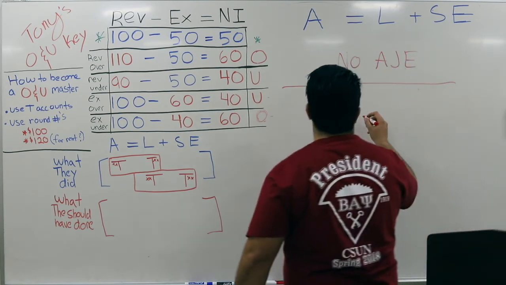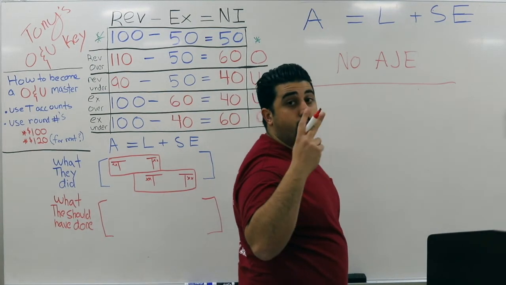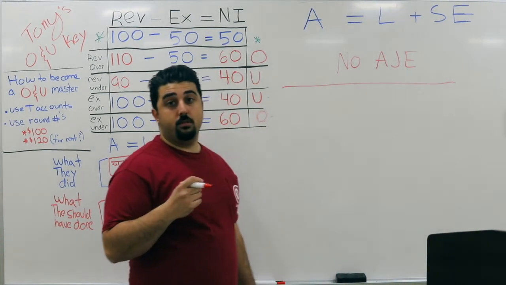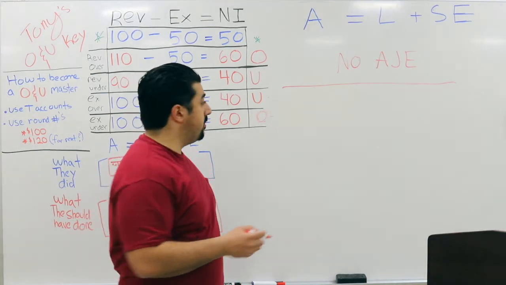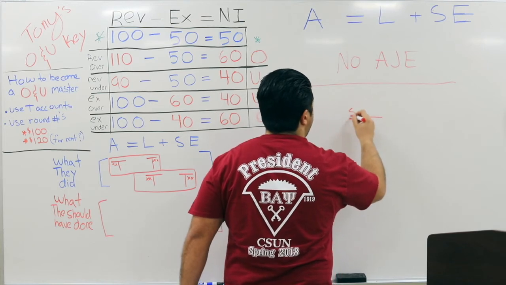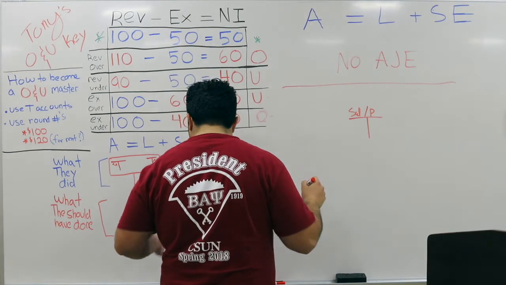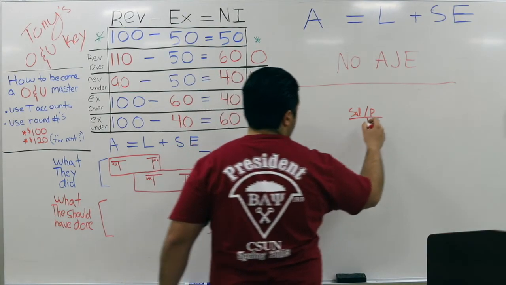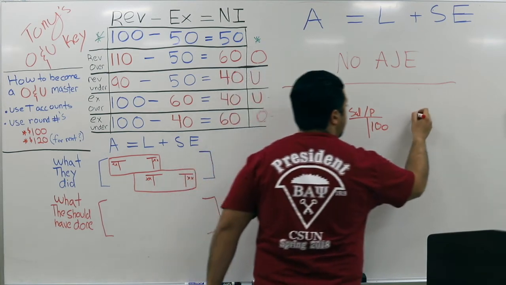The year end falls on a Tuesday, so you still have two more days to add into your year's expense. So, they forgot to do salaries payable. What is the number? 100. And then salaries expense.